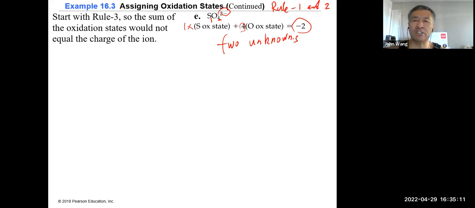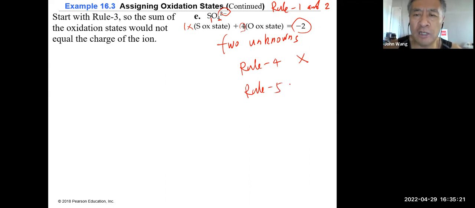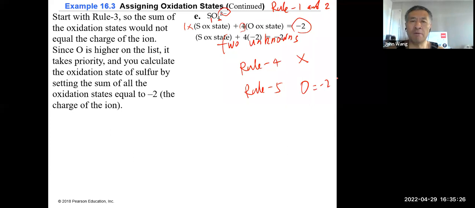Then we continue with other rules. Rule four, no answer, no help. Then rule five, we get O is negative two. Then we will come back and put negative two in this equation.